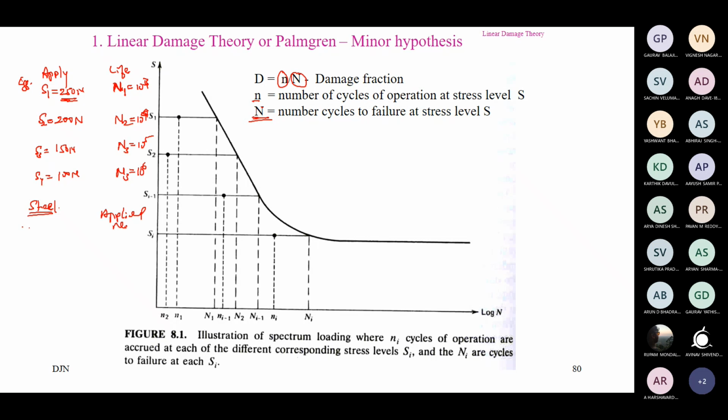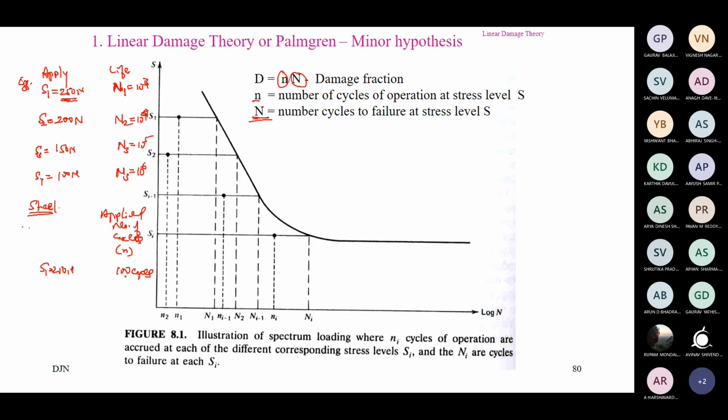Applied number of cycles, that is small letter n. So you are applying the S1 magnitude, 250 Newton, only for, let us say, 100 cycles. You are applying only for 100 cycles.